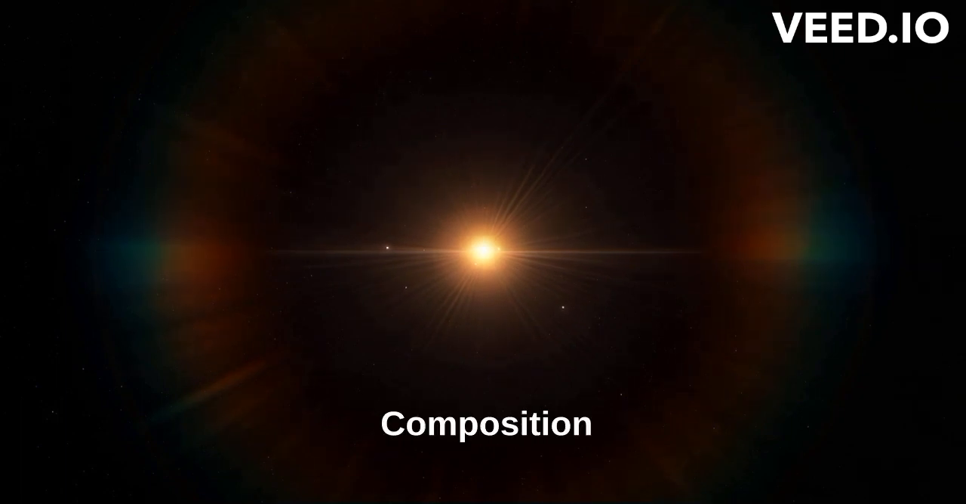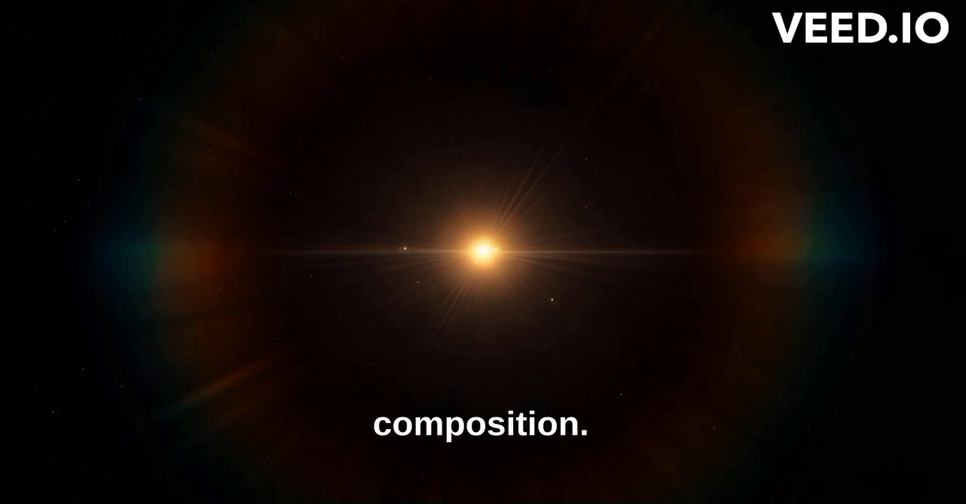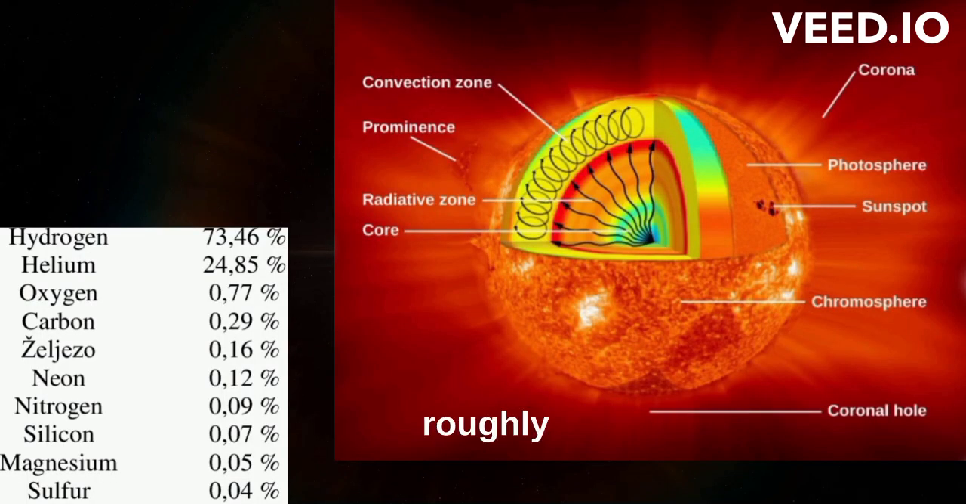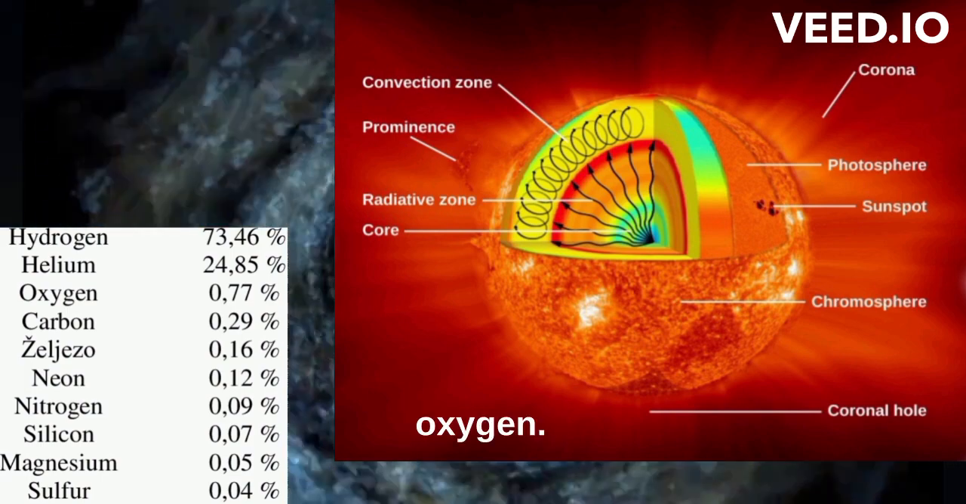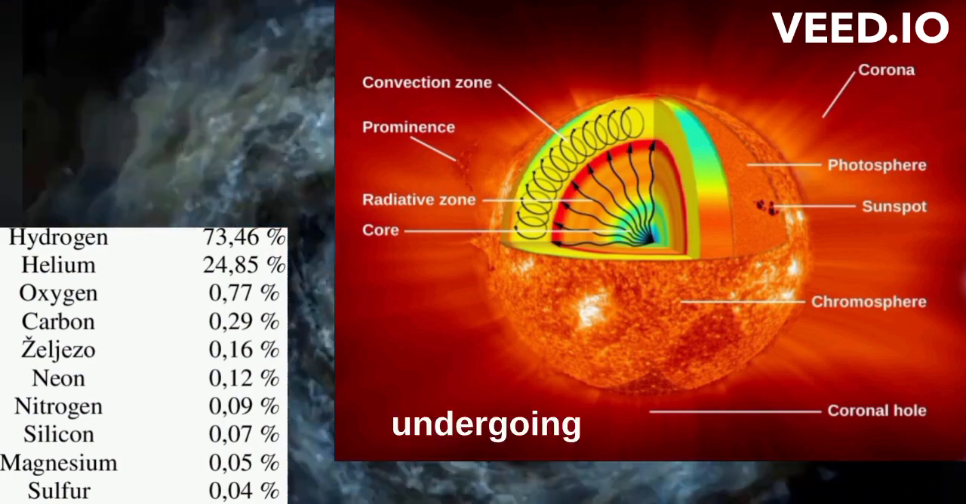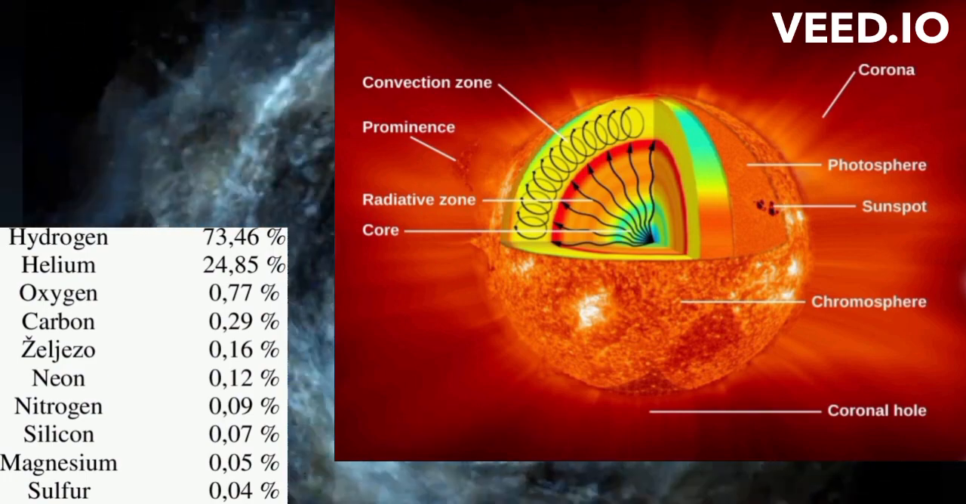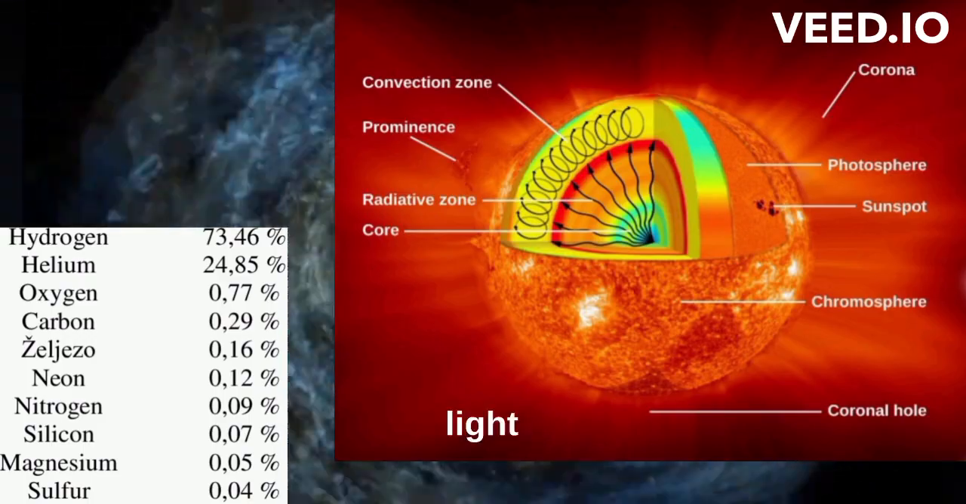The sun's composition and structure. Let's start by taking a look at the sun's composition. The sun is made up of roughly 70% hydrogen, 28% helium, and 2% other elements like carbon, nitrogen, and oxygen. These elements are constantly undergoing nuclear fusion reactions, which release energy in the form of light and heat.